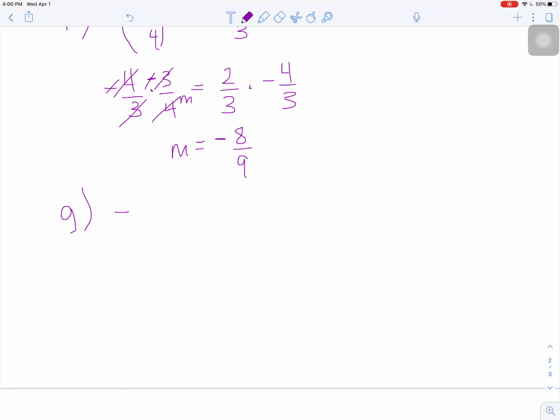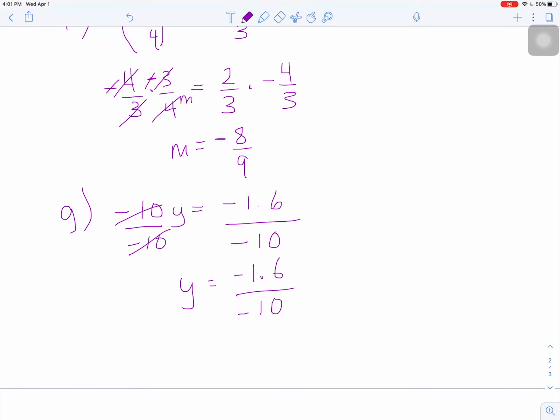So you might want to try this one on your own. Negative 10y equals negative 1.6. I'll give you a second to put it on pause. Okay, here we go. We can divide this by negative 10 to get rid of it on this side, and we can divide it by negative 10 on this side. These cancel each other out, so we're left with y equals negative 1.6 divided by negative 10.